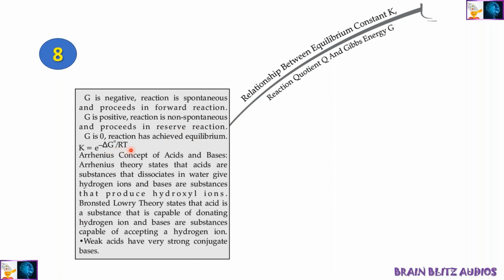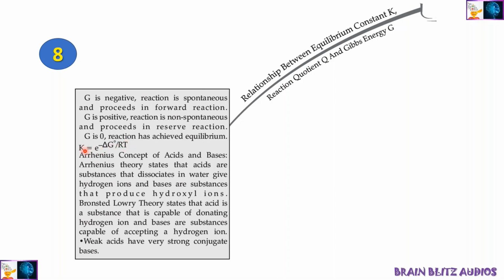Now, this formula here, the equilibrium constant K is equal to e raised to minus delta G naught divided by RT, gives the equilibrium constant in terms of reaction quotient and Gibbs energy. e is a constant number, which is equal to 2.303 something. It is an endless number. And delta G naught refers to the change in standard Gibbs energy. R refers to the ideal gas constant, and T refers to the temperature.